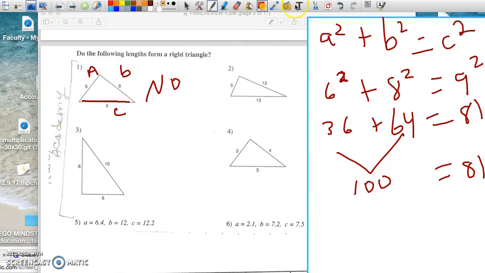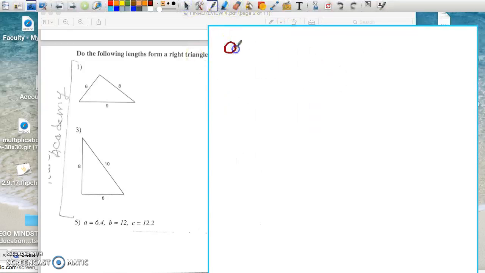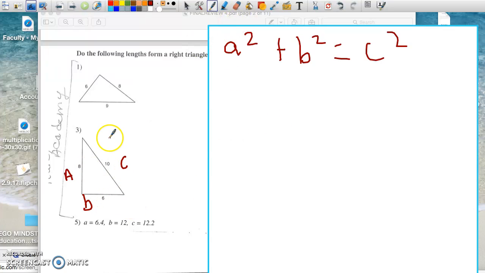Let's try number 3. Again, we're going to use a squared plus b squared equals c squared. The longest line is the hypotenuse, which is C. I'm going to call this A and this B; it does not matter between the legs. So I have 8 squared plus 6 squared. Isn't that what we have for the other one too? It is. Look, 6 and 8, except the hypotenuse went up by 1. Equals 10 squared. Let's figure these out.